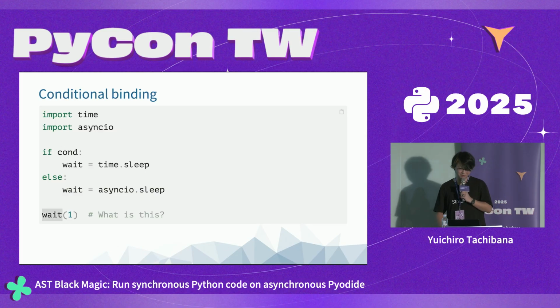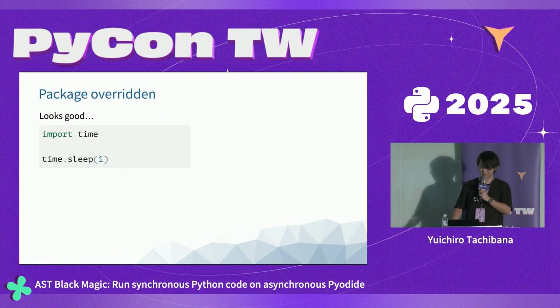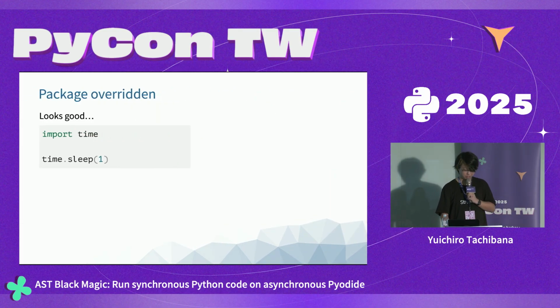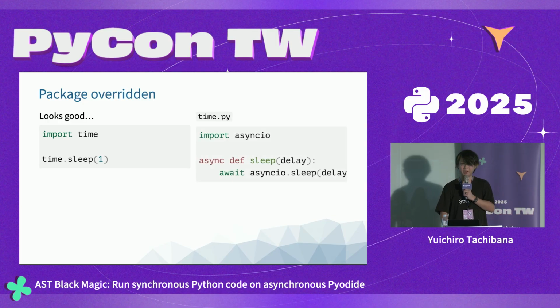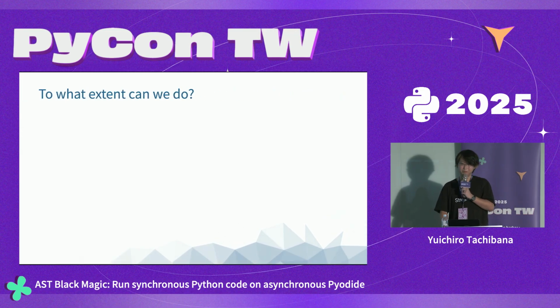What this await is actually, or this looks good, it can be simply replaced with asyncio.sleep. But what if there is a time.py package that overrides the imported time package itself? It's very difficult. So in my case, I gave up covering this kind of problem.